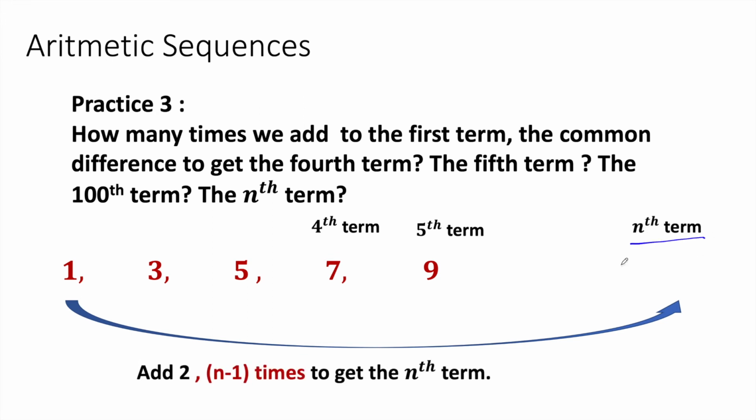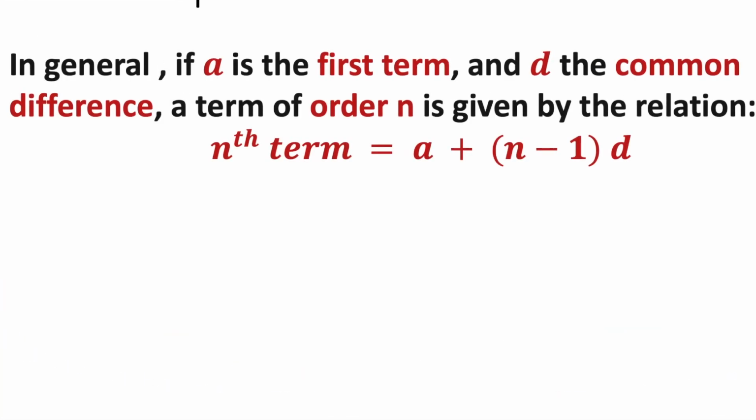And then we can get the formula for the nth term. Just take away 1: we add 2, n minus 1 times. Now, what is the nth term? It's 1 plus the number of times we add 2, which is 2 times n minus 1. Okay, this is our nth term. Let's go now to the formula.